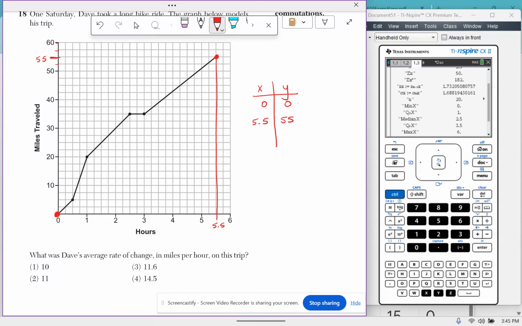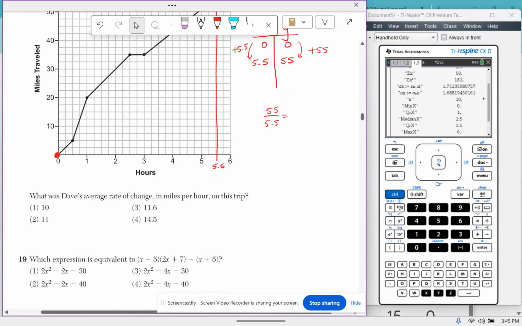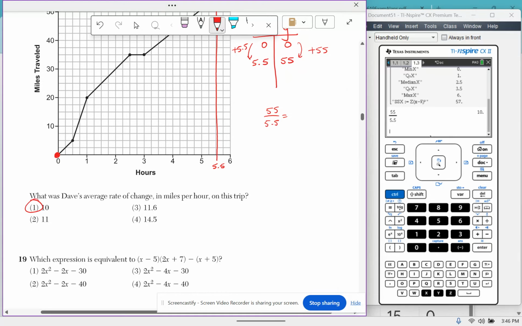Okay, so now I'm going to find my change in y over my change in x. Change in y over change in x. And that's going to give me 10. Answer choice 1.